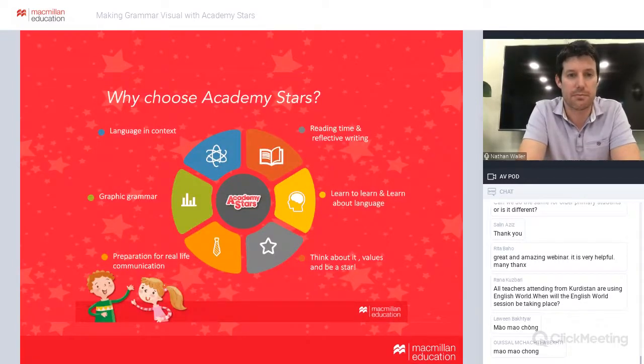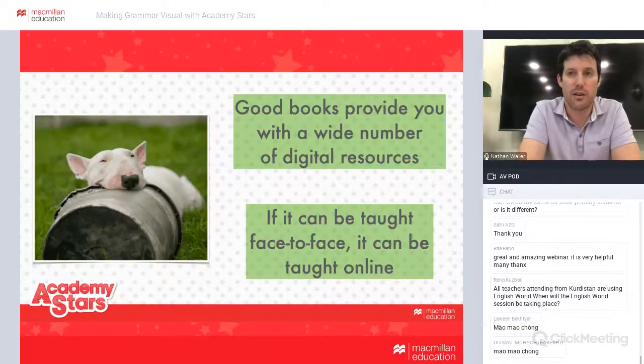Okay, we whizzed through that. That's just one element. Graphic grammar is just one part of a bigger picture of Academy Stars. Again, we could learn about many things, how to develop independent learners, values, and this kind of thing. But we focused just today on grammar. I hope that was helpful. We've come to the end of our hour. Good books provide you with a wide number of digital resources. I think we've got a thumbs up on that one. And if it can be taught face-to-face, it can probably be taught online. We just need to be a little bit creative, probably.